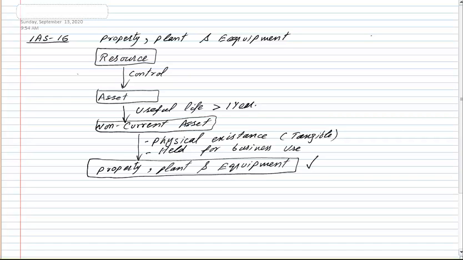So let me repeat once again for you guys. Resources which are controlled by the entity are called assets. Those assets whose useful life is greater than 1 year are called non-current assets. Those non-current assets which have physical existence and are held for use in business are called property, plant and equipment. And in today's class, we are going to start property, plant and equipment, which is called IAS 16.